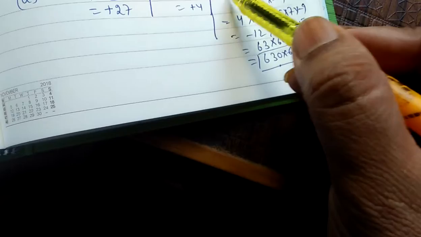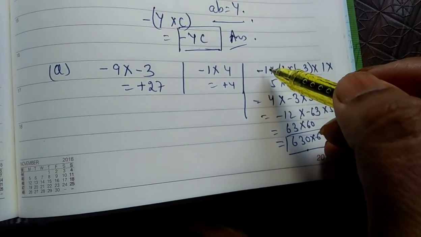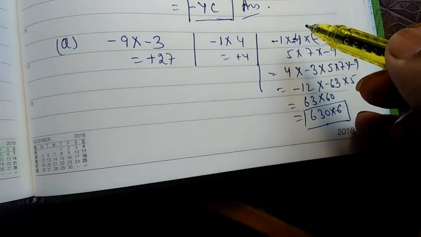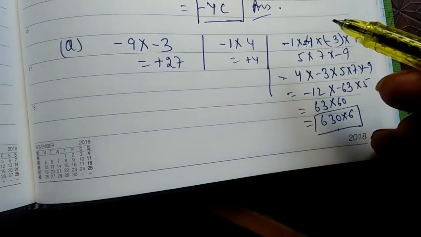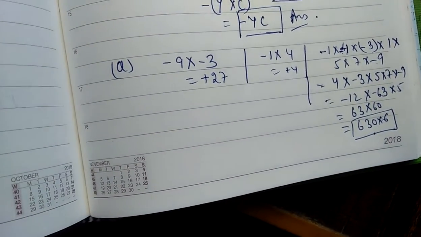So we have 1, 2, 3, 4 negative signs. If the number of negative signs is odd, the product will be negative. If the number of negative signs is even, it will be positive. That is another way of understanding it. That is simple enough.